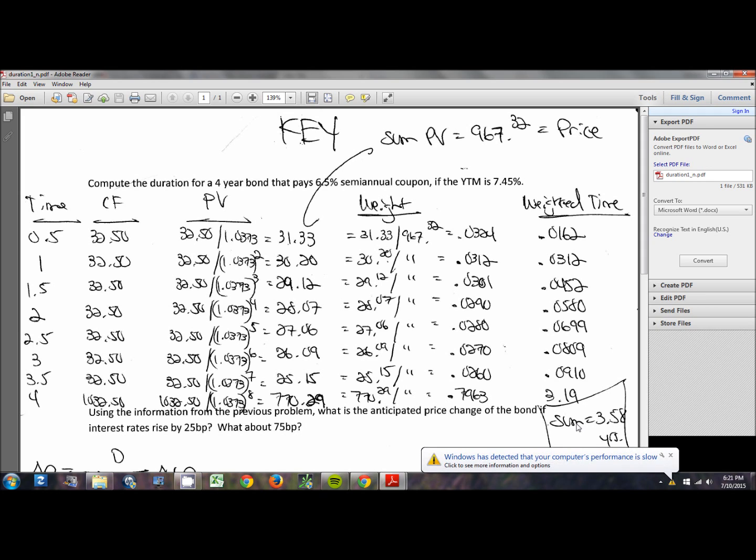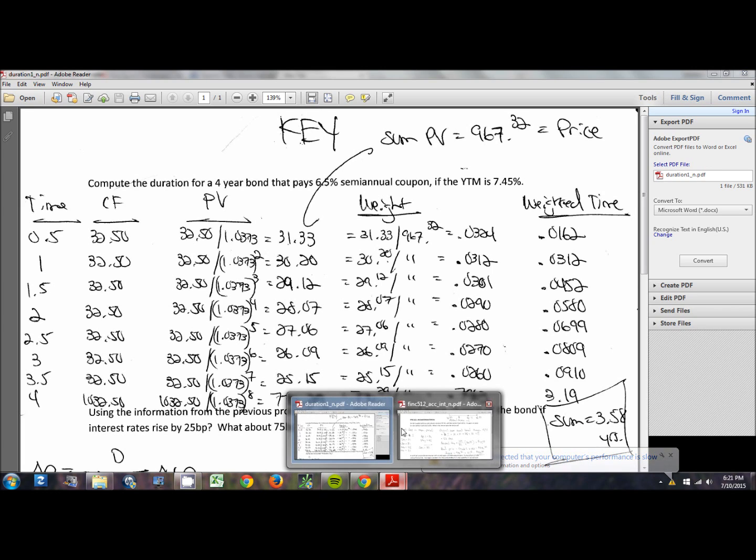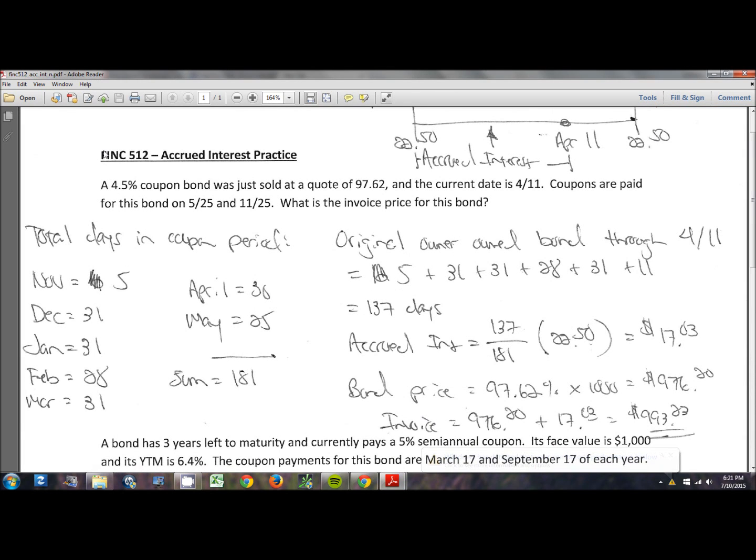And so that's it. That's how you set up a duration problem, and that's how you calculate the duration for any bond that I would give you. So I want to go ahead and roll into this accrued interest problem that I also have. So the next problem I want to go through here is this accrued interest problem on one of the practice sets that I sent you.